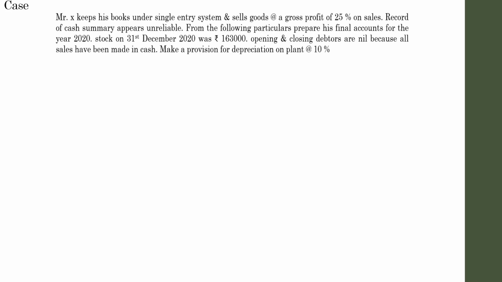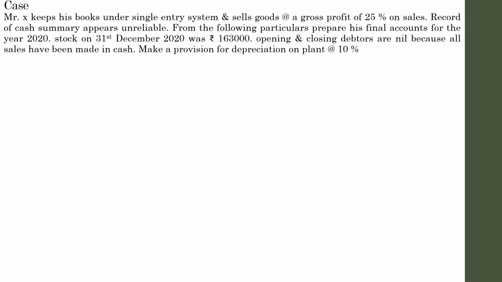Next case. Mr. X keeps his books under single entry system and sells goods at a gross profit of 25% on sales. A record of cash transactions appears unreliable. From the following particulars, prepare his final accounts for the year 2020. Stock on 31st December 2020 was 1,63,000. Opening and closing debtors are nil because all the sales have been made in cash. Make a provision for depreciation on plant at 10%.